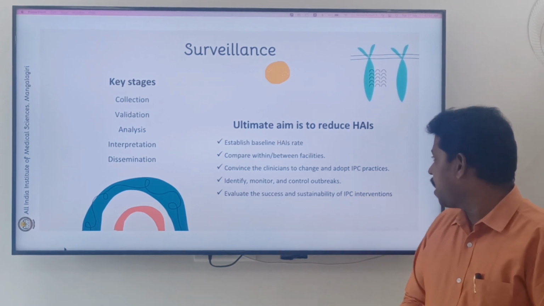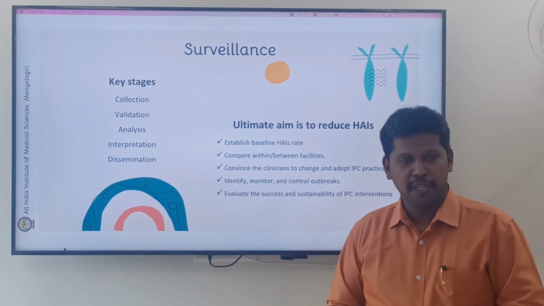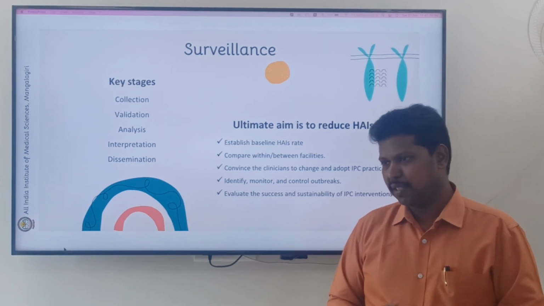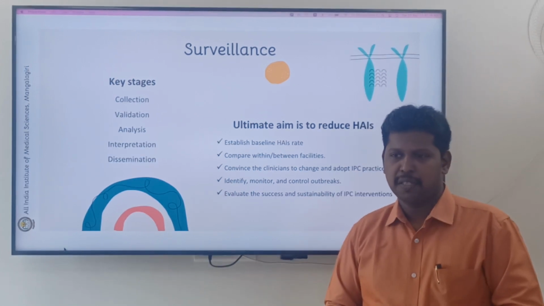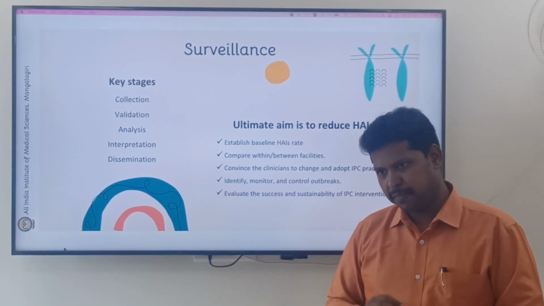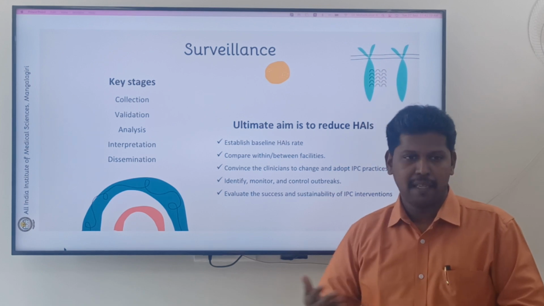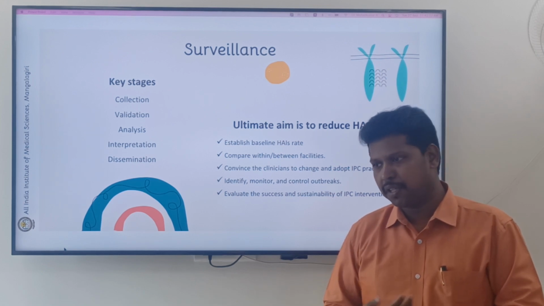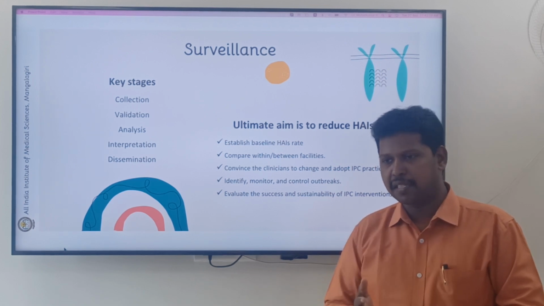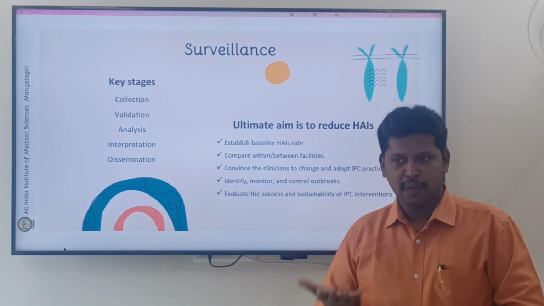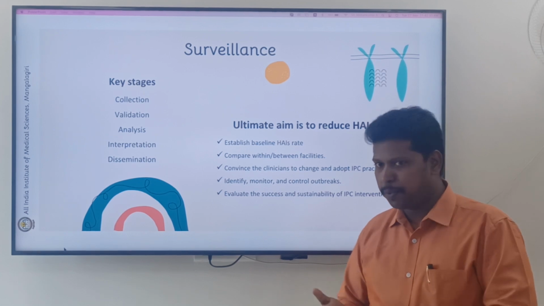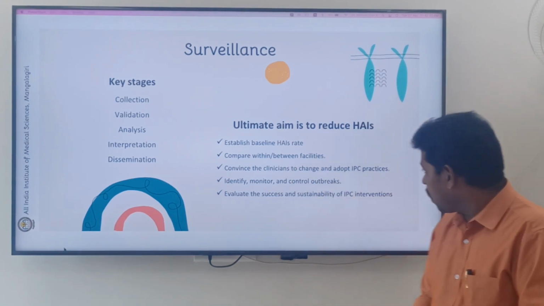Convince the clinicians to change and adopt infection prevention control activities or practices. So this is always an important thing. It's not always easy to change the practice which is already happening as a routine protocol in any institution or in any case. So to have a consistent change, to adopt new things in the hospital, we need to have solid data or a solid proof. That proof comes with this HAI rate.